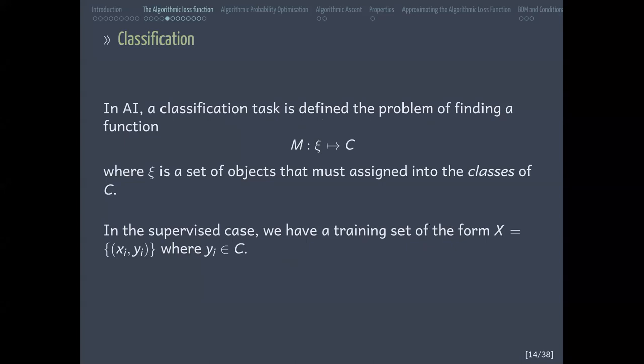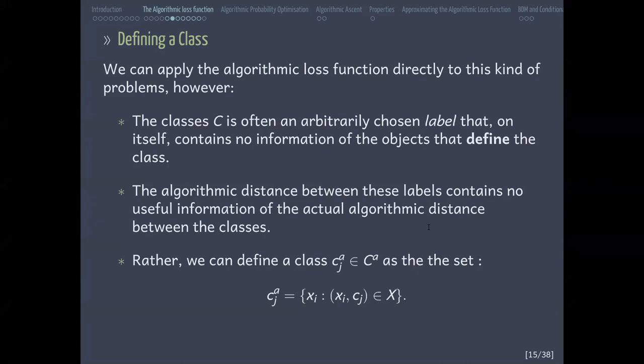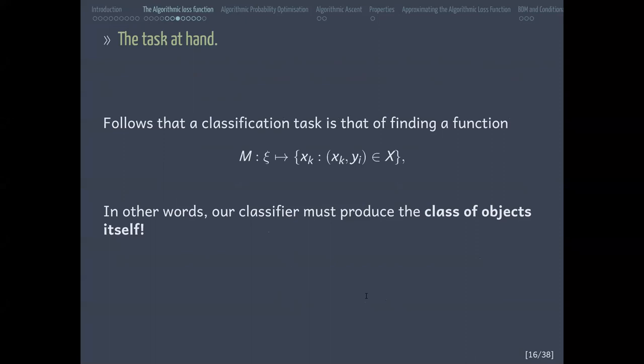As in artificial intelligence, a classification task is one where the model outputs a value that consists of a label of a class. This class set is normally a finite set. However, we cannot apply our loss function to these labels because the labels are just arbitrarily chosen, and they do not contain any information of the class itself. The information of the class is contained by this set, which is the set of all the objects that belong to the class. So if we apply the algorithmic function to this object, our classifier must produce the class itself. It must produce all the elements that belong to the class.